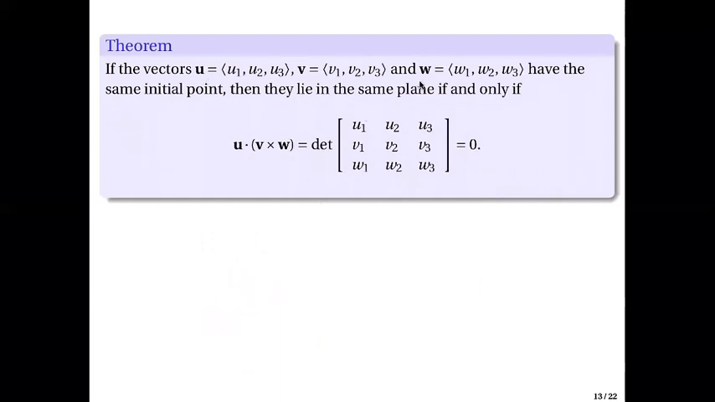You've got three vectors. If the scalar triple product is equal to 0, then the three vectors are on the same plane. Conversely, if these three vectors are on the same plane, then you don't have a three-dimensional object and the volume will be equal to 0, which means the scalar triple product will be equal to 0.